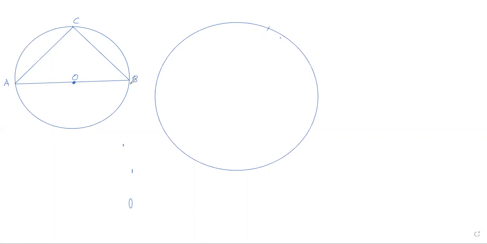Therefore, it becomes a diameter. Now, we say the angle at the center of a circle is twice the angle at the circumference. So it's obvious that angle AOB is 180 degrees. Therefore, this must be half of 180, which makes that angle a right angle.